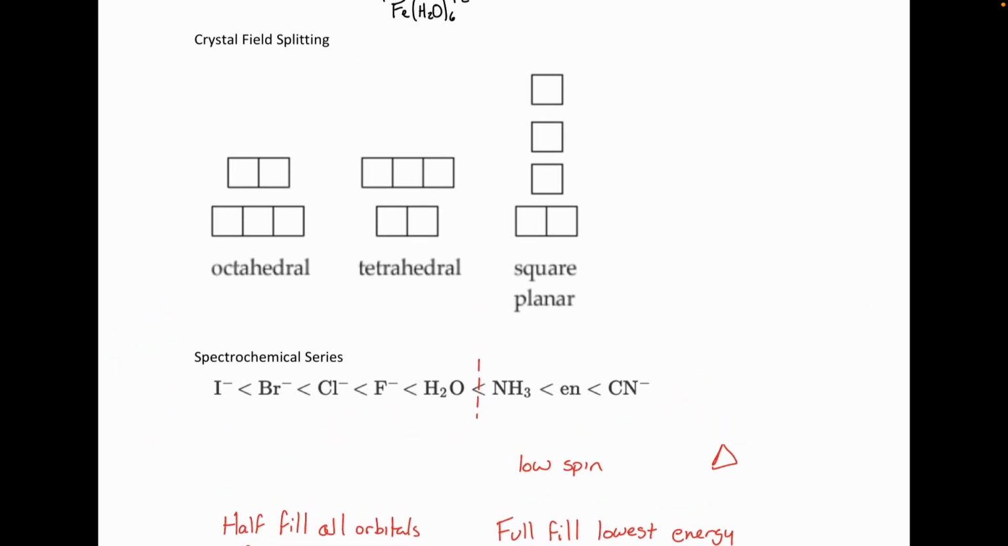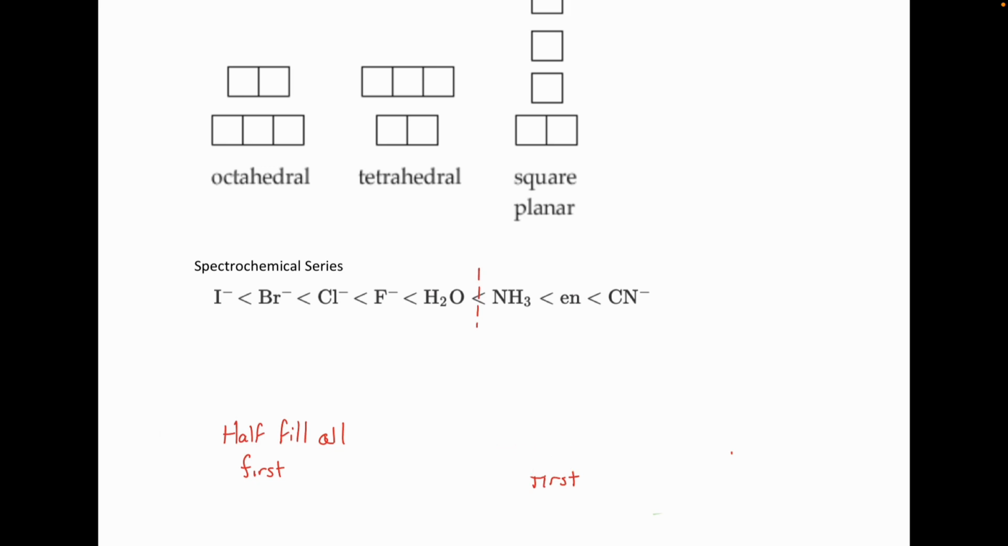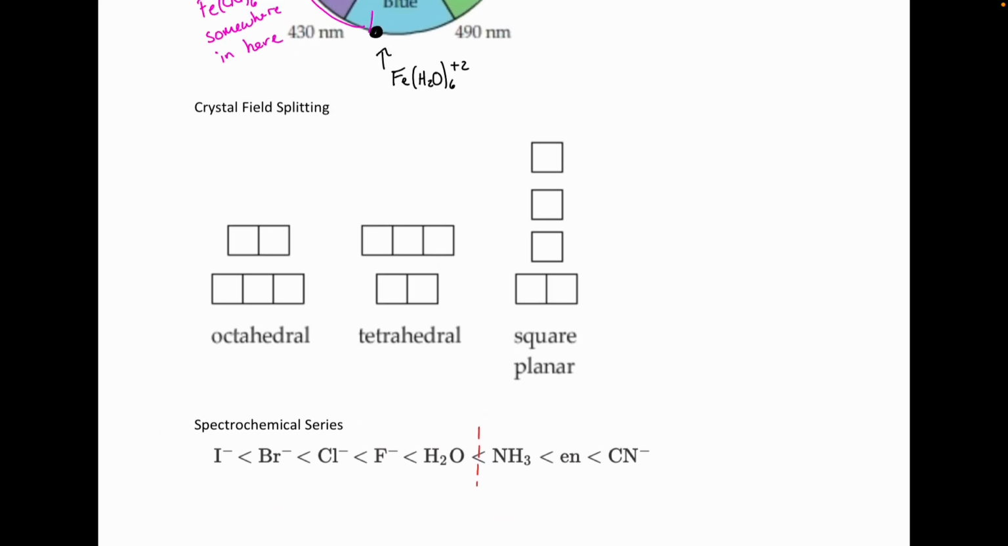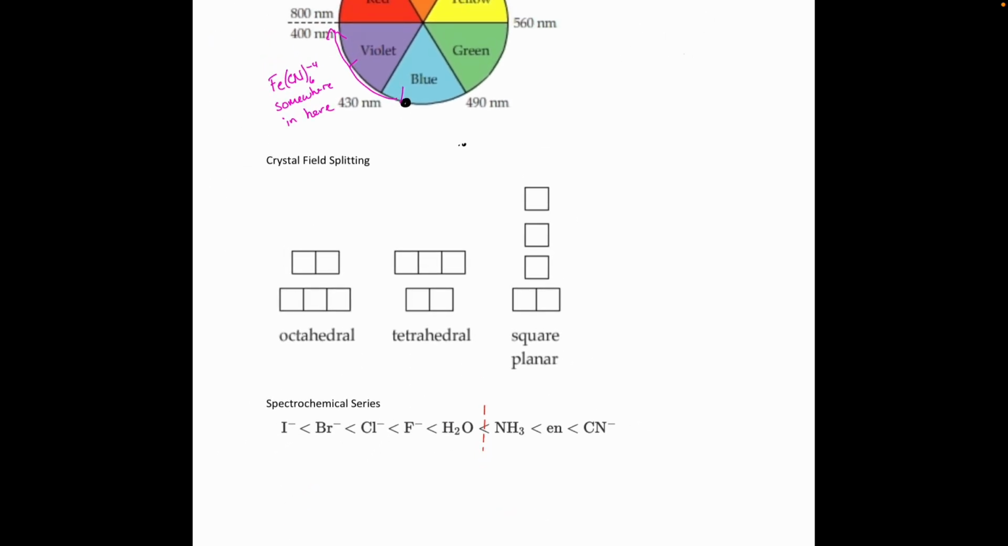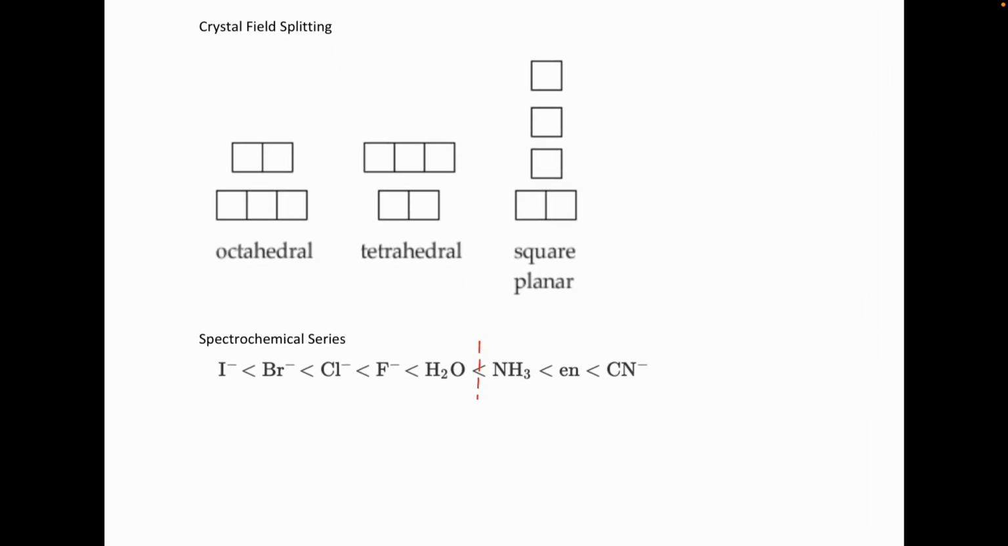All right, so what I'm going to do is take away these notes here to give it to you how it would be on an exam. We won't need the color wheel, so I'm going to focus here. What I want to know is how many unpaired electrons are in the following complexes.